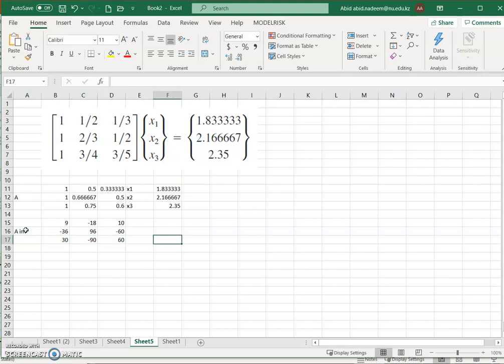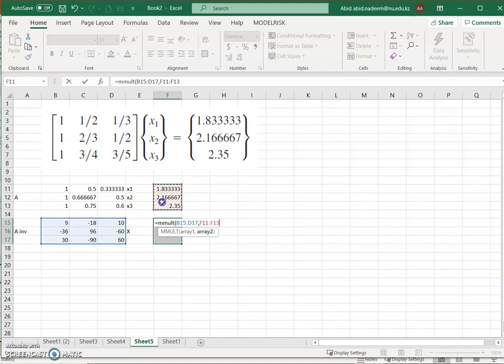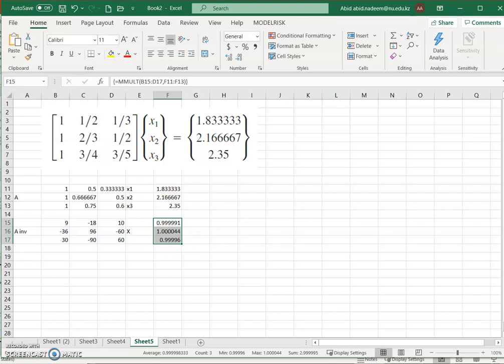So the solution matrix will be the multiplication of the inverse matrix and this B matrix. So the solution is equal to MMULT, this inverse matrix times this, then Ctrl+Shift+Enter. So it will be 0.999991, and then 1.000004, and then 0.9999996. So this will be the solution. Okay, so generally speaking, in Excel you can find the solution this way.